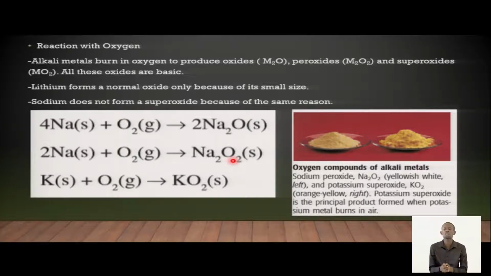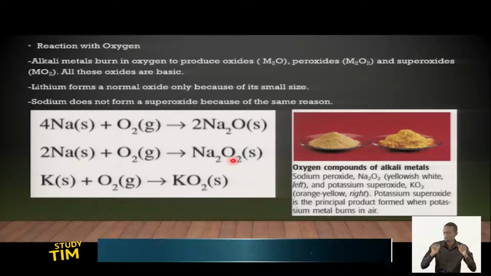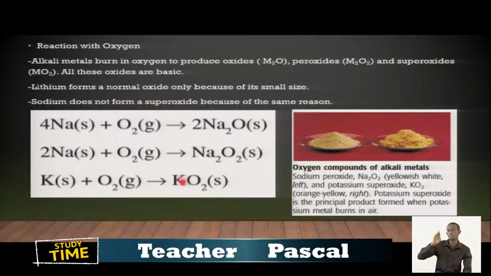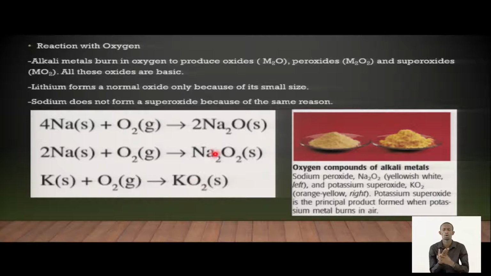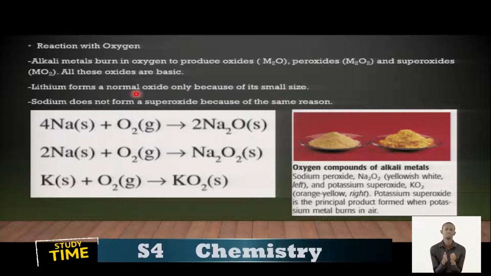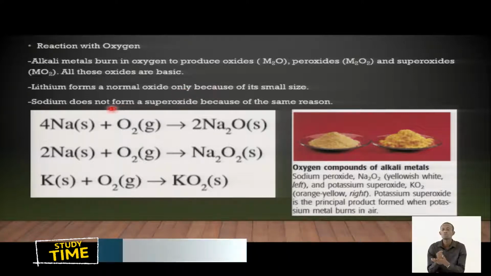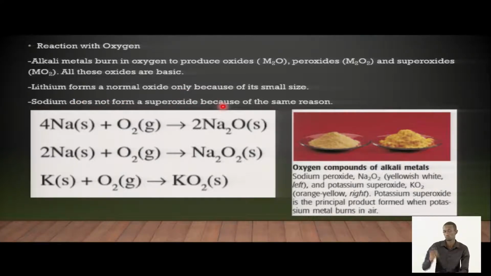So as the size increases, you can produce peroxides and superoxides. So potassium can produce a superoxide, but it's not very easy for sodium to form a superoxide because of its smaller size compared to potassium. So lithium forms a normal oxide only because of its small size. Here we said only, but it's not actually only, mainly. Let's say mainly, because of its small size. Sodium doesn't form superoxide because of the same reason, because of its small size.